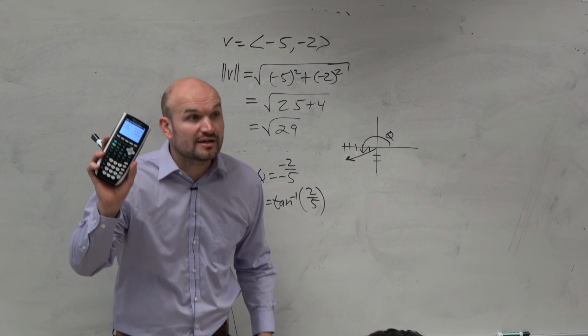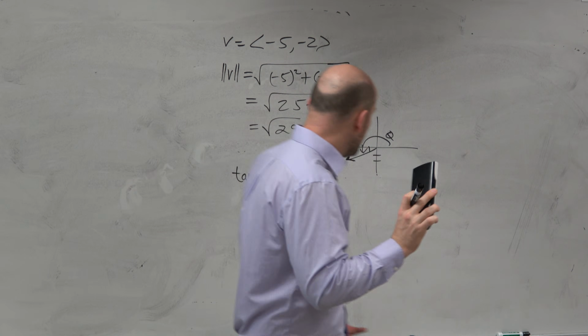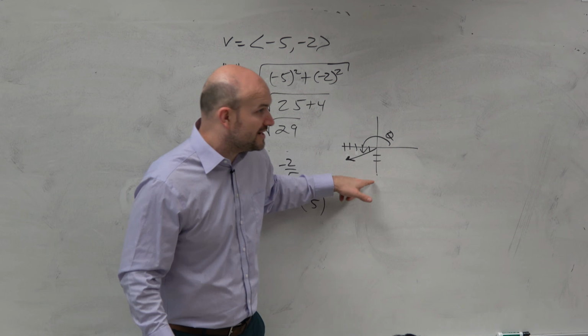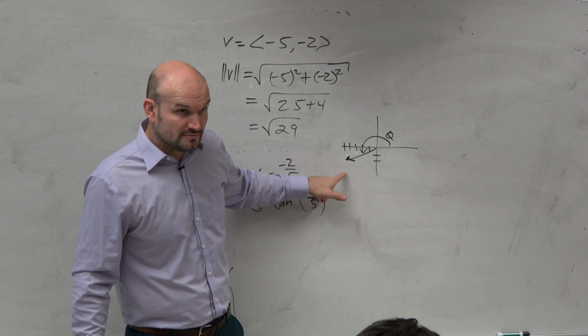Right? So the calculator gave me an answer. It's not going to save me. I need to understand what the calculator is giving me. And remember, guys, tangent inverse is only restricted from here to here. It's not going to give you this angle. Agreed? It's only giving you this.